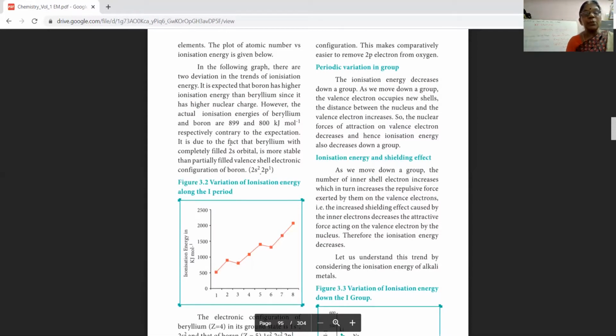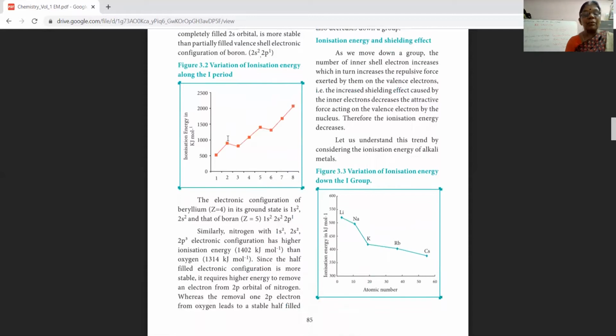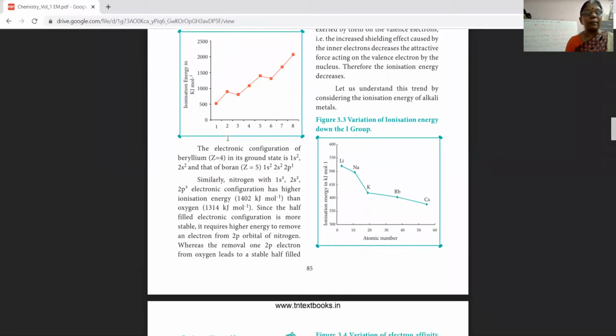It is due to the fact that beryllium has a completely filled 2s orbital. Beryllium's atomic number is 4 and its configuration is 1s2, 2s2. So 2s2 is the completely filled one, so it is more stable than the partially filled valence electron configuration, that is boron. Boron's atomic number is 5 and its configuration is 1s2, 2s2, 2p1. The electronic configuration of beryllium is 1s2 and 2s2, and that of boron is 1s2, 2s2 and 2p1.